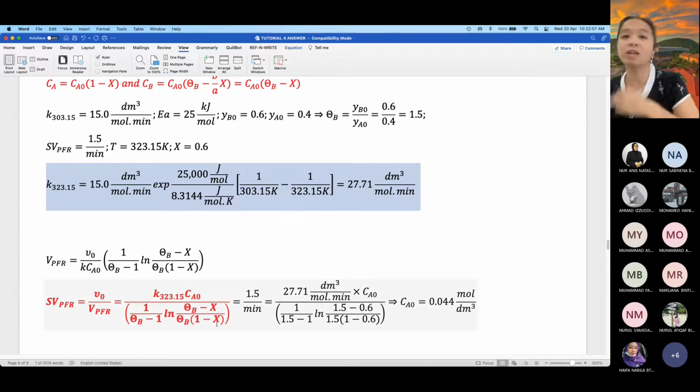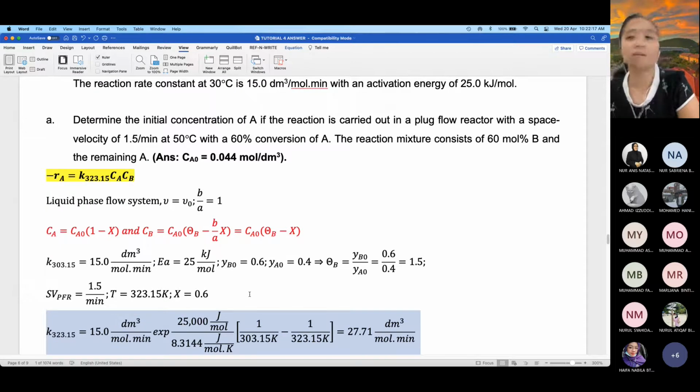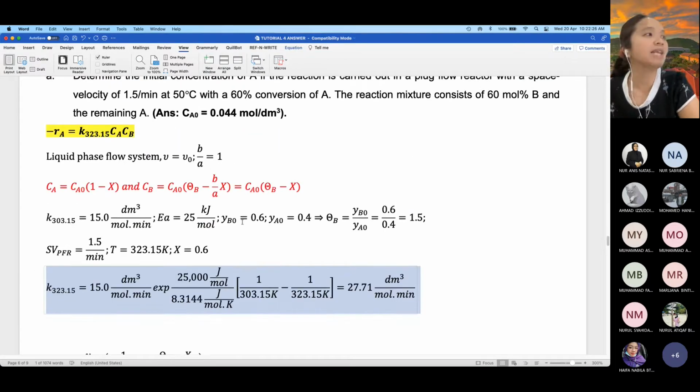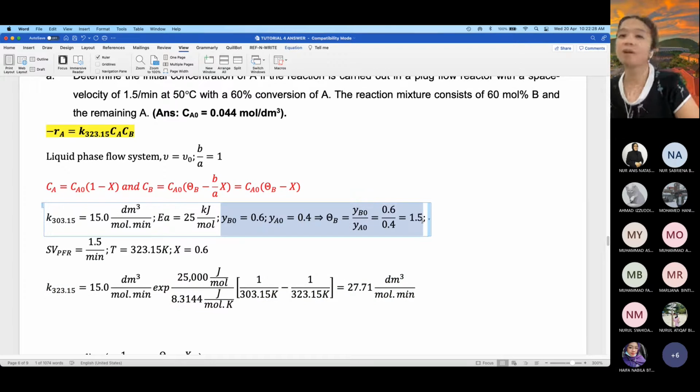Okay, so let's say you have calculated the new K, you substitute. CA0 I want to find. So at the bottom, now we are left with X. X is given as 0.6, 60%, right? X is 0.6. We have theta B. We haven't found theta B yet. So how do we find theta B? Theta B is no problem, you have already learned in test 1 and solved the question.